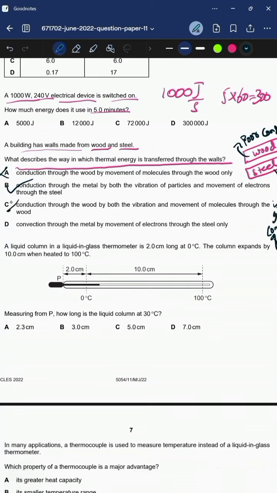So conduction through the wood, no, that's not the case. Convection through the metal by movement of electrons, oh, no way. You know why that's not the case? Because convection only happens in liquids and gases, right? Only in fluids, actually. So we can go with option B, which says conduction through the metal.